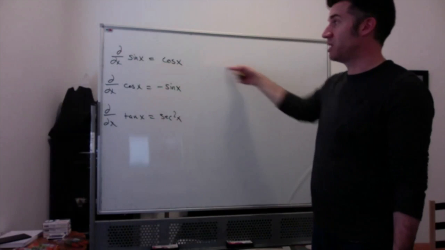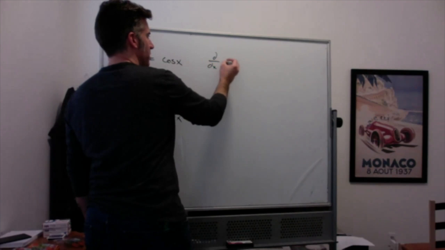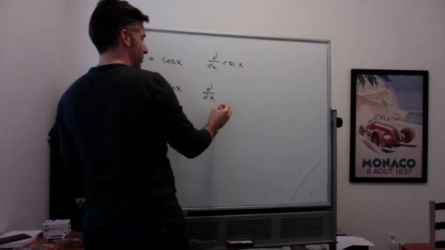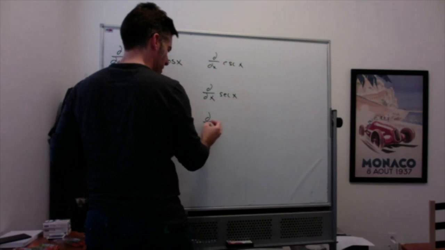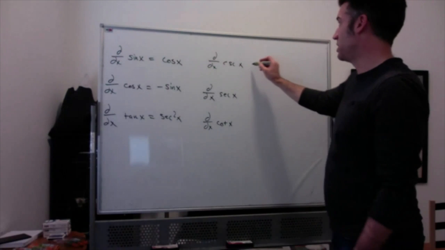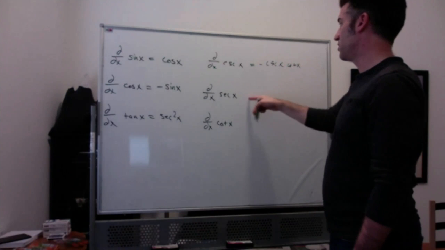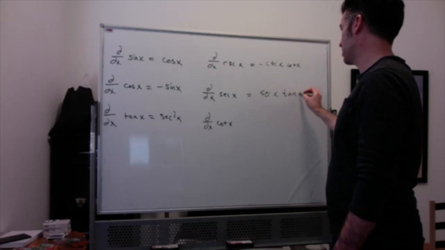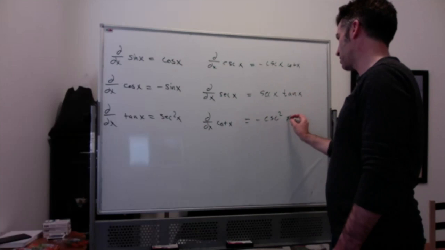And then we write the reciprocals next to them. The reciprocal of sine is cosecant. The reciprocal of cosine is secant. And the reciprocal of tangent is cotangent. The derivative of cosecant is negative cosecant x cotangent x. The derivative of secant x is secant x times tangent of x. And the derivative of cotangent of x is negative cosecant squared of x.